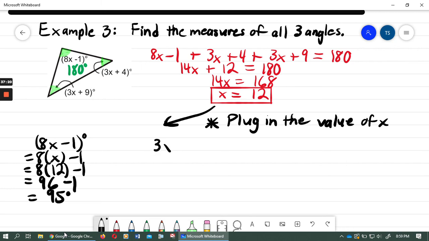We had 3x plus 4. Okay, that is not a 4. Alright, that's better. We had 3x plus 4. And so for this x, we're going to plug in the value that we found. We found x to be 12. So we're going to plug that in. 3 times 12 gives us 36. 36 plus 4 gives us 40.